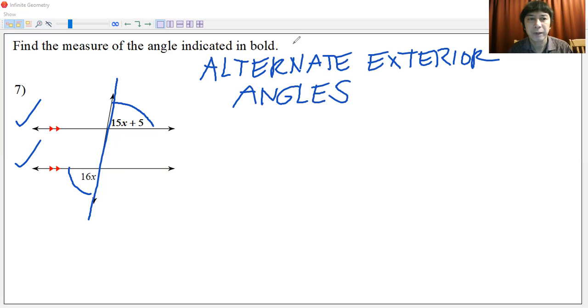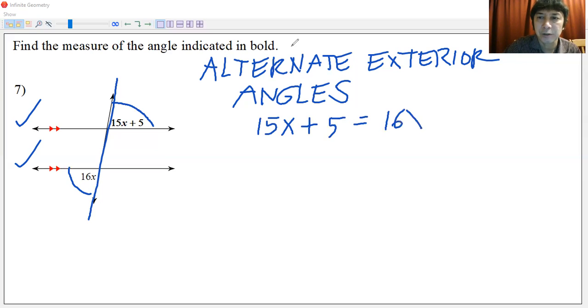So these are both exterior angles on opposite sides of the transversal. All right, so what about alternate exterior angles? If parallel lines have a transversal, then alternate exterior angles are congruent, meaning they have the same measure also. So we can have the equation 15x plus 5 equals 16x.